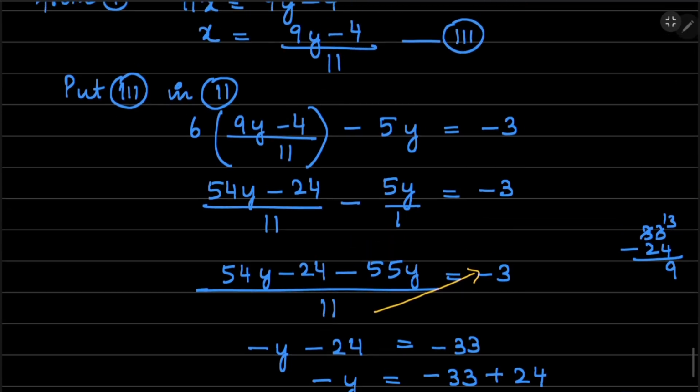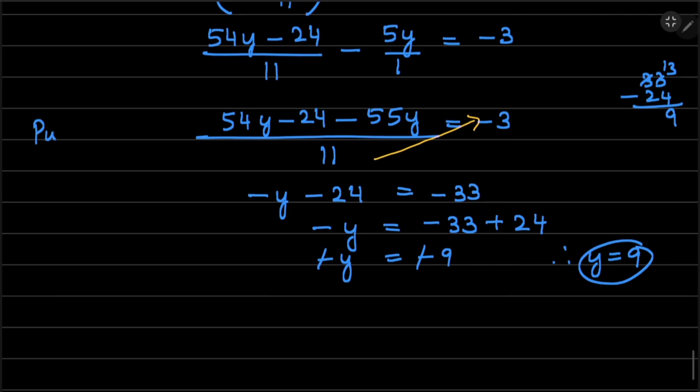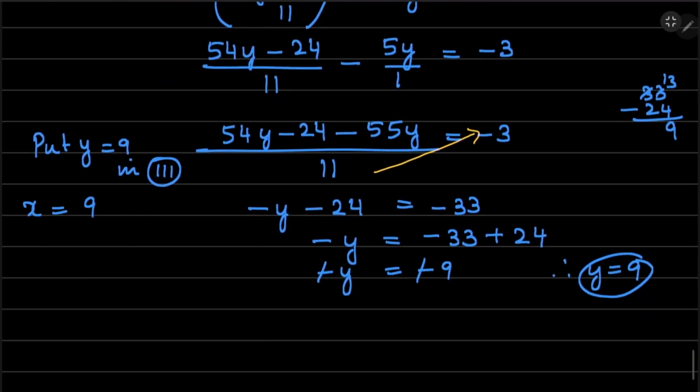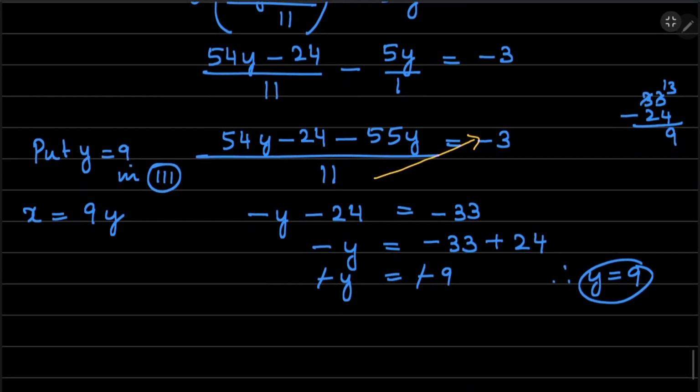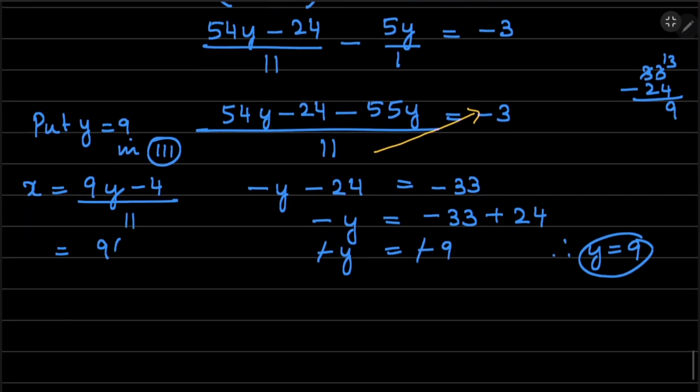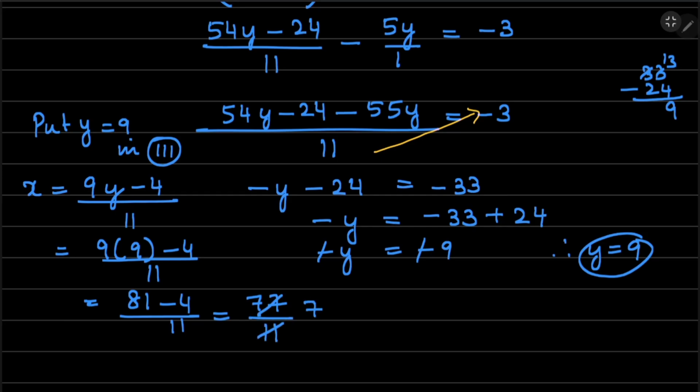So let's find out x. So you can write, put y equal to 9 in equation 3. So what is it? x is equal to 9y minus 4 divided by your given 11, isn't it? So 9 multiplied by y is nothing but 9 times 9 minus 4 by 11. 9 nines are 81 minus 4 by 11. What is 81 minus 4? It is 77 by 11. So therefore x is equal to 7 is what you're getting.